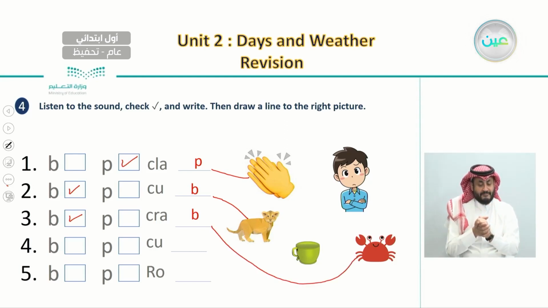Crab. Number 4. The word with number 4 is cup. Cup. And cup ends with letter P. So here we write letter P and we match the word with the picture. Number 5. The word is the name of a boy whose name is Rob. Rob. And Rob ends with letter B. So here we write Rob and we match it to our friend Rob.